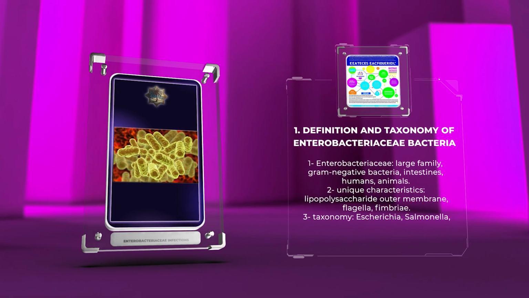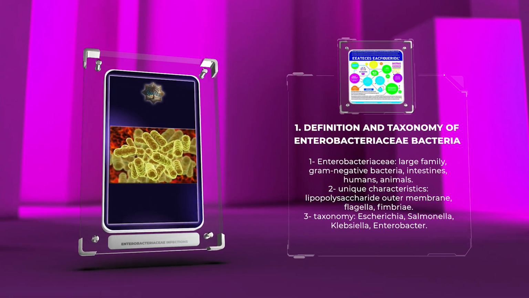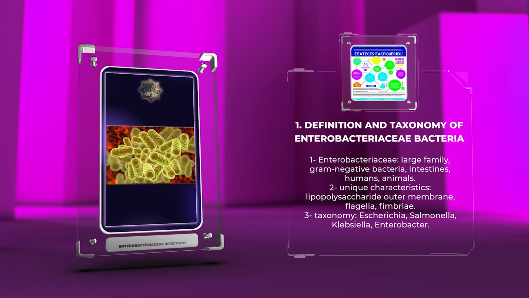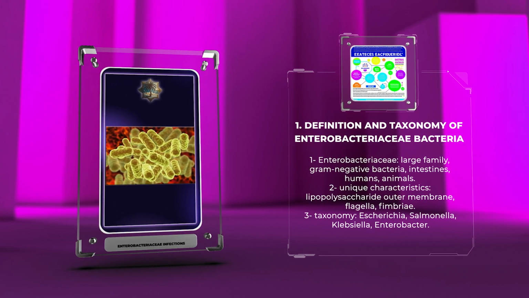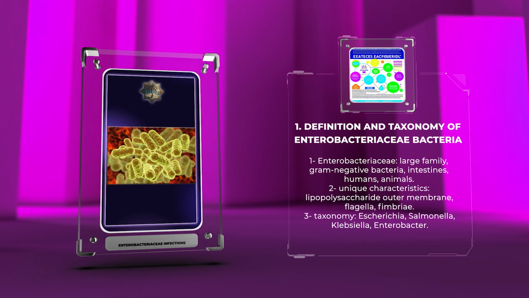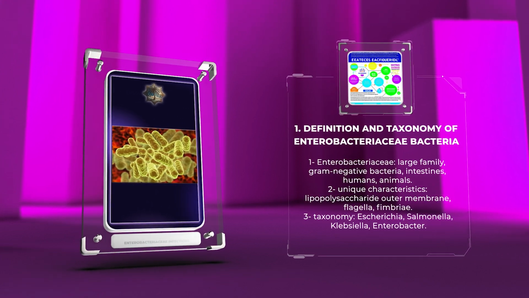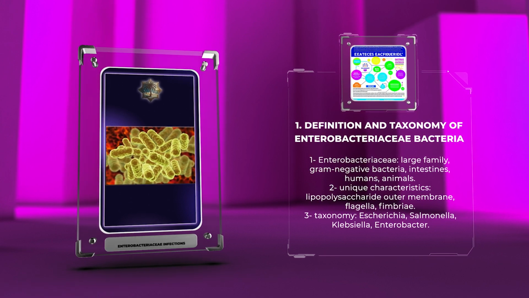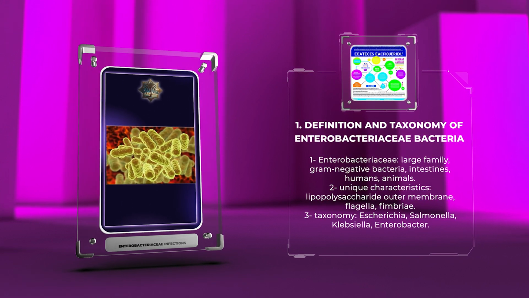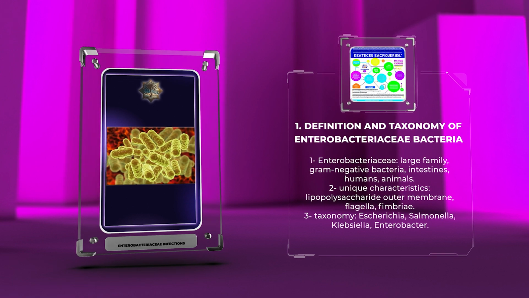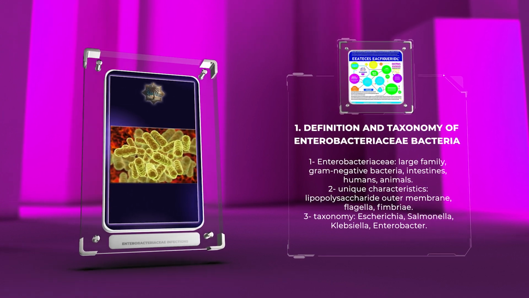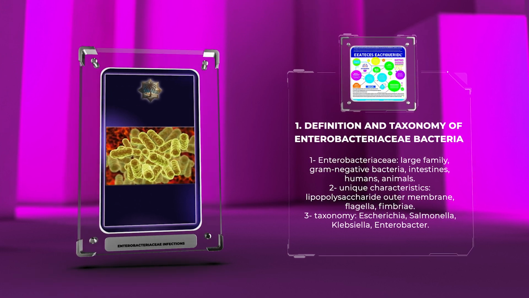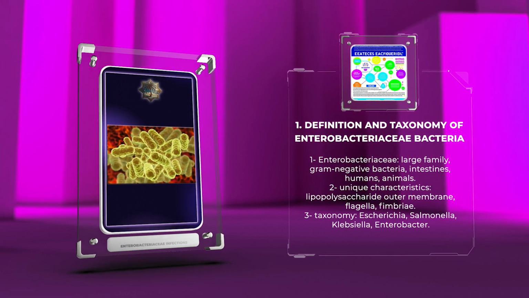Enterobacteriaceae, commonly known as enterics, are a large family of gram-negative bacteria that reside in the intestines of humans and other animals. These bacteria display diverse characteristics, making them crucial players in both environmental and clinical settings. They possess a unique lipopolysaccharide outer membrane, flagella for enhanced motility, and fimbriae for adhesion. Their taxonomy is based on biochemical and molecular characteristics, classified into multiple genera, including Escherichia, Salmonella, Klebsiella, and Enterobacter, to name a few.